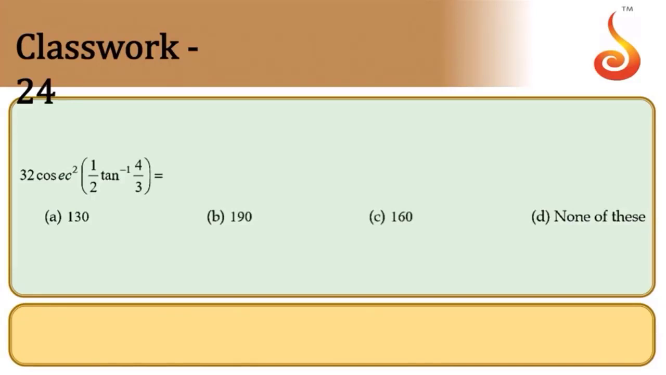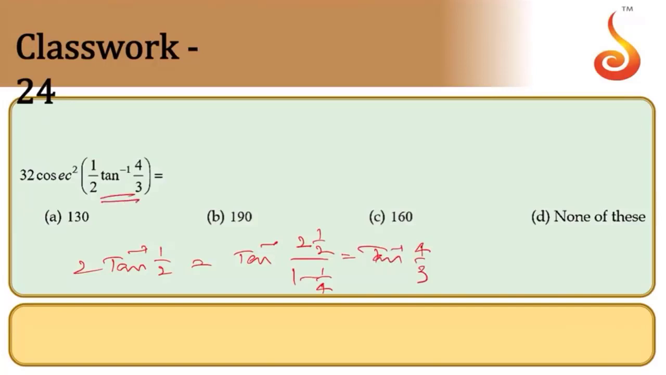Half sine inverse of 4 by 3 is equal to, here, half angle value, let me consider 2 tan inverse of 1 by 2. You know this formula, tan inverse of 2x divided by 1 minus x square is nothing but tan inverse of 4 by 3. So here tan inverse 4 by 3 can be replaced by 2 tan inverse of half. So the 2 gets cancelled.